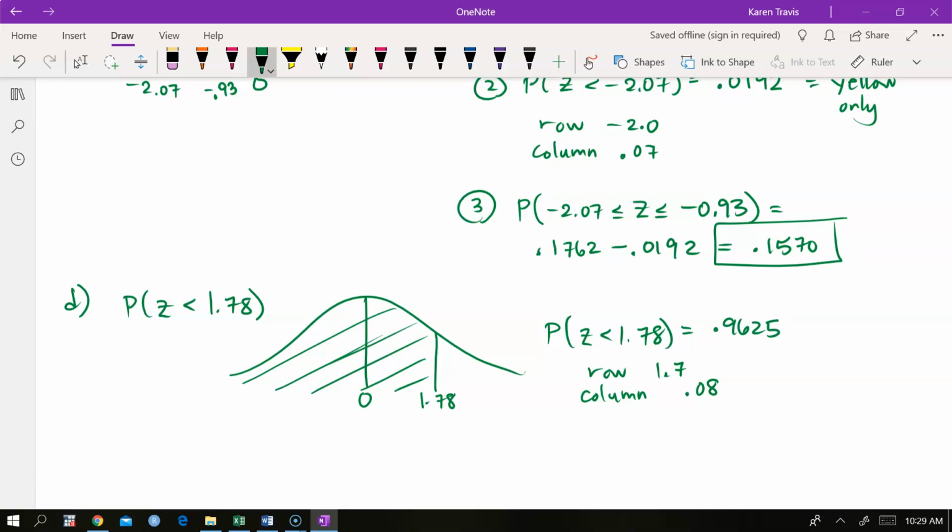So that's going through many types of ways of using the table for section 6.1 in your book, and that's the end of this video.